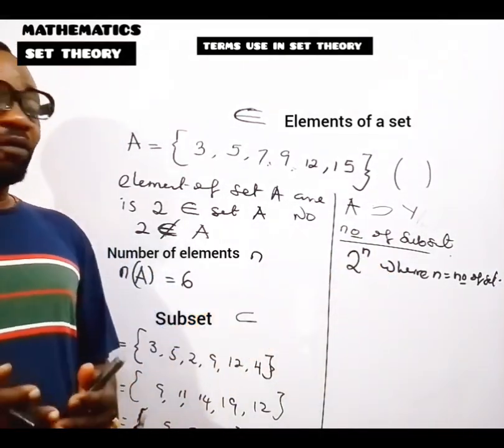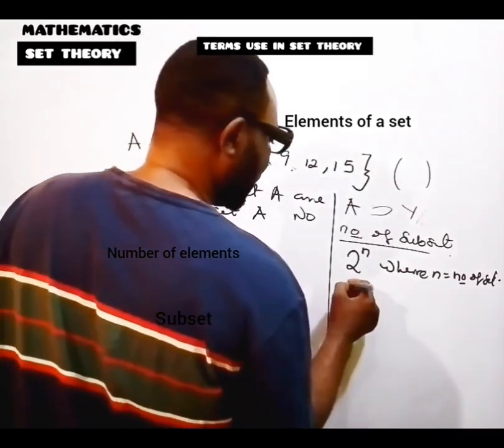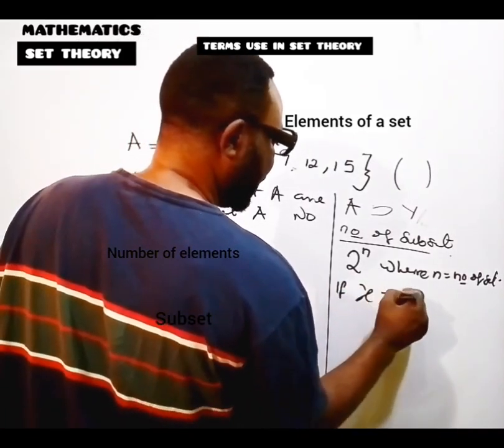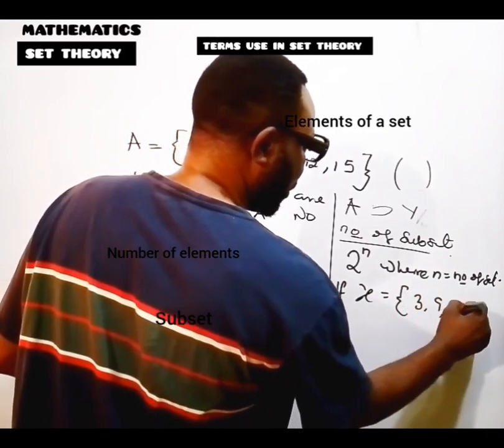Then, for me to find the value, if I am given a particular set of this nature, if set X is equal to {3, 9, 12}.